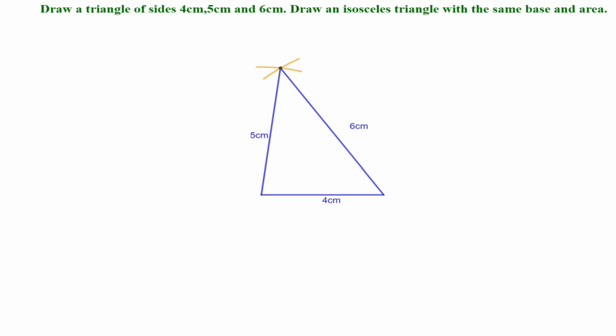How can we draw the perpendicular bisector? For that, take your compass and take more than half of the baseline, that is the 4 cm line, and draw arcs on both sides of the line. Now put the compass on the other end of the baseline and without changing the radius, again draw arcs on both sides of the baseline. Now mark the points of intersection and join them. This is the perpendicular bisector of the base.